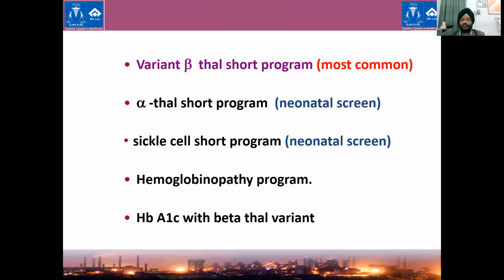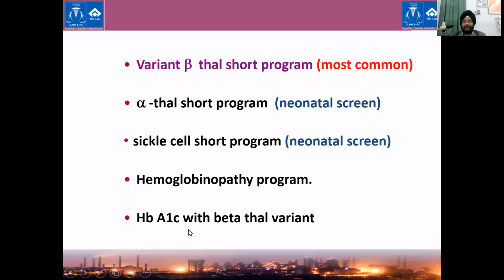We'll see how that graph looks and what points we have to look at when reading a graph. Now, the Beta-thal Variant system of Bio-Rad has a number of programs. The Beta-thal short program is the most commonly used one because it is a good balance between separation and the time taken. It takes 6.5 minutes, as I said. Alpha-thal short is used for neonatal screening for HPH. Sickle cell short program is used for neonatal screening for sickle cell disease. And the hemoglobinopathy program takes 20 minutes to run a sample, but the separation is very good.